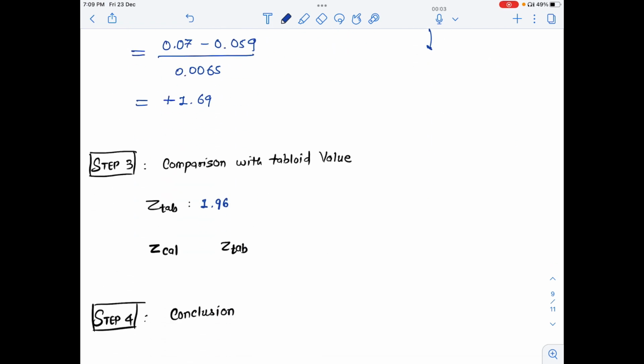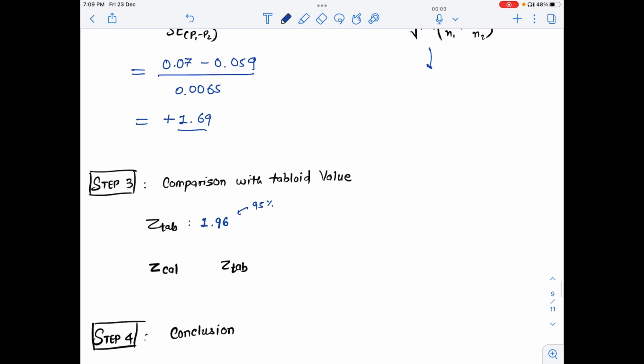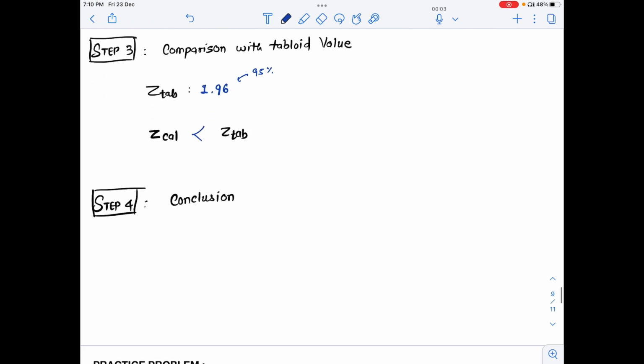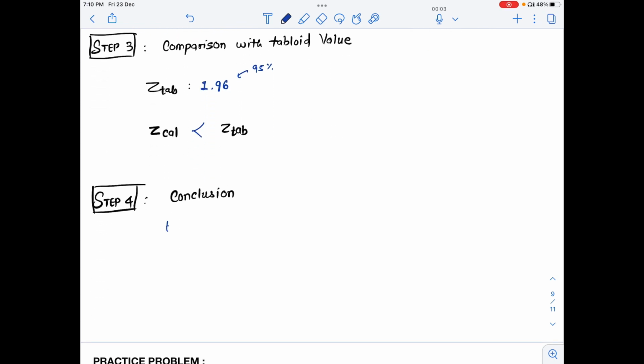The next step 3 is again the same as the z-test for parametric use: the comparison with tabulated value. The tabulated value for 95%, as I told you before, will be 1.96. Now as we can see, 1.69 is actually lesser than the tabulated value. That means that our null hypothesis was actually true, so it has to be accepted.